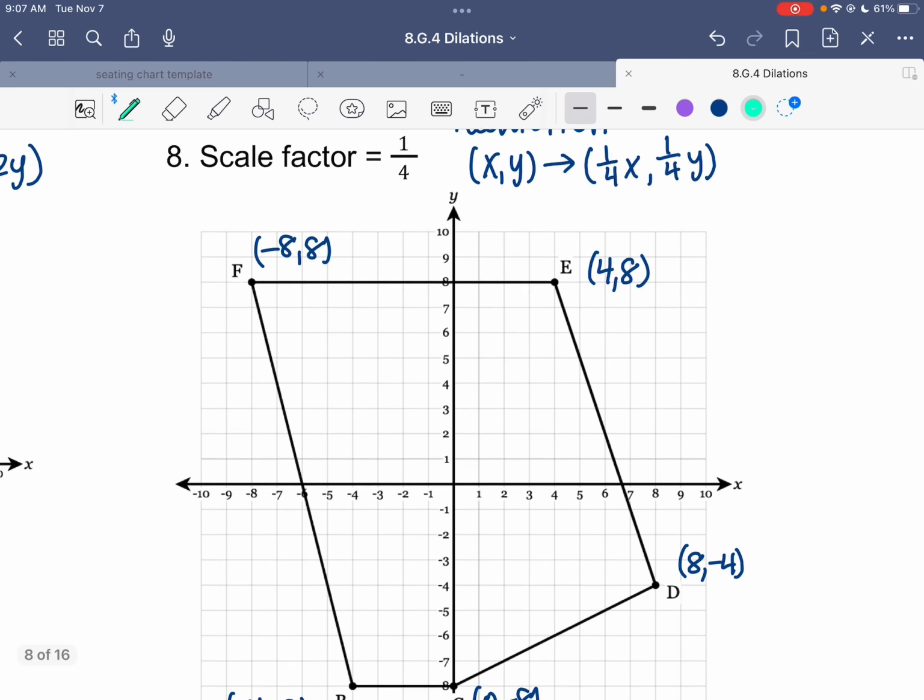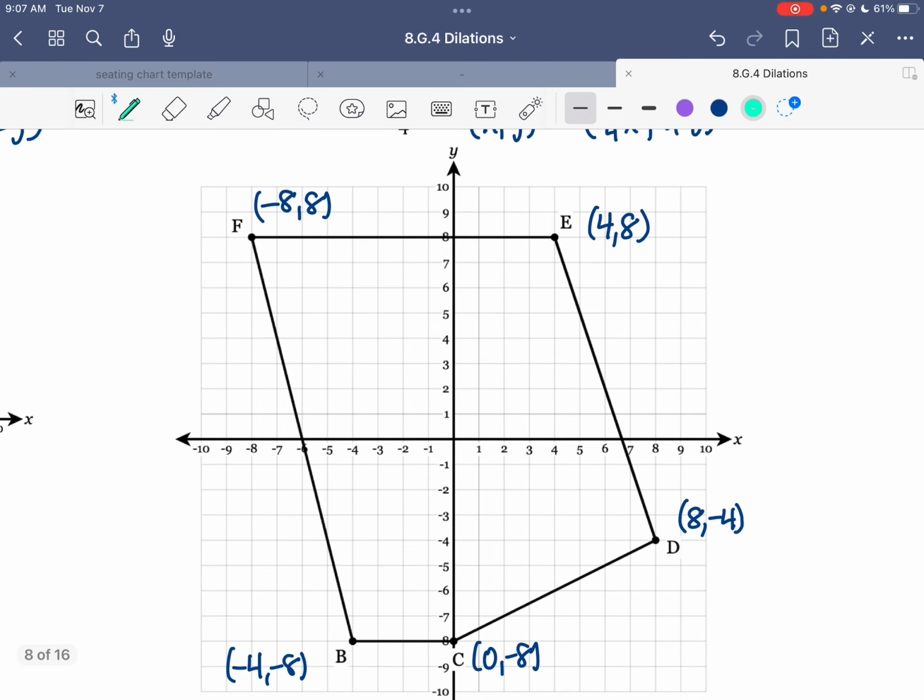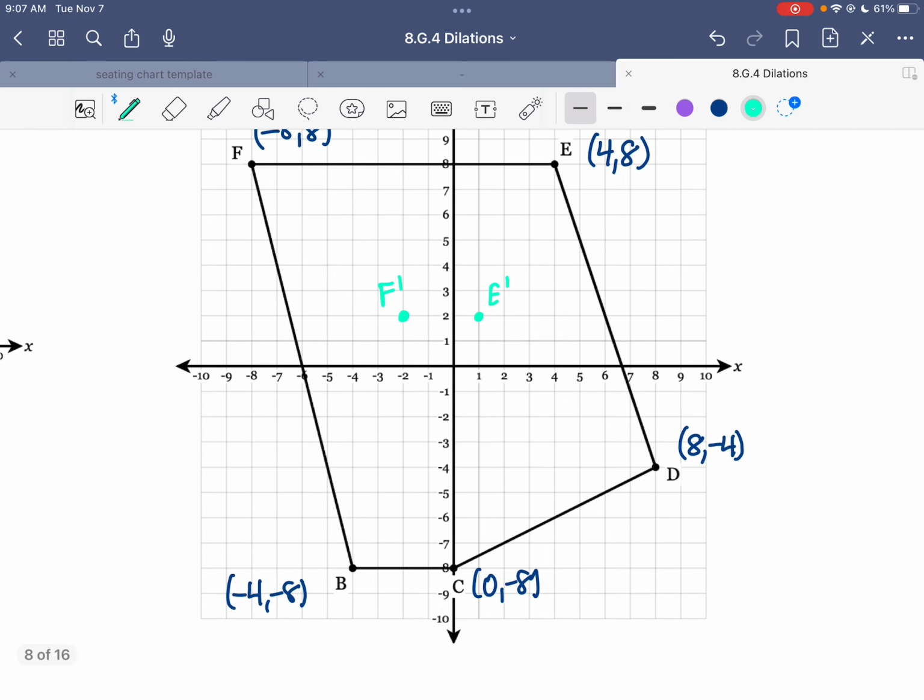So F prime is going to be -2, 2. E prime will be 1, 2. D prime will be 2, -1. C prime will be 0, -2. And B prime will be -1, -2.